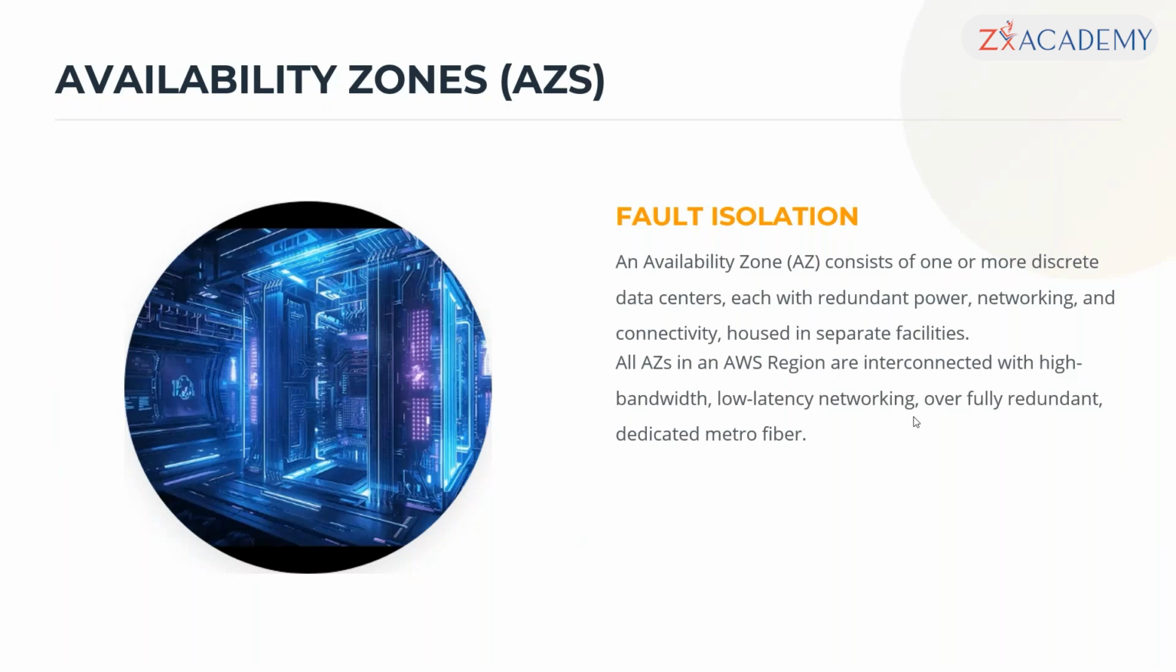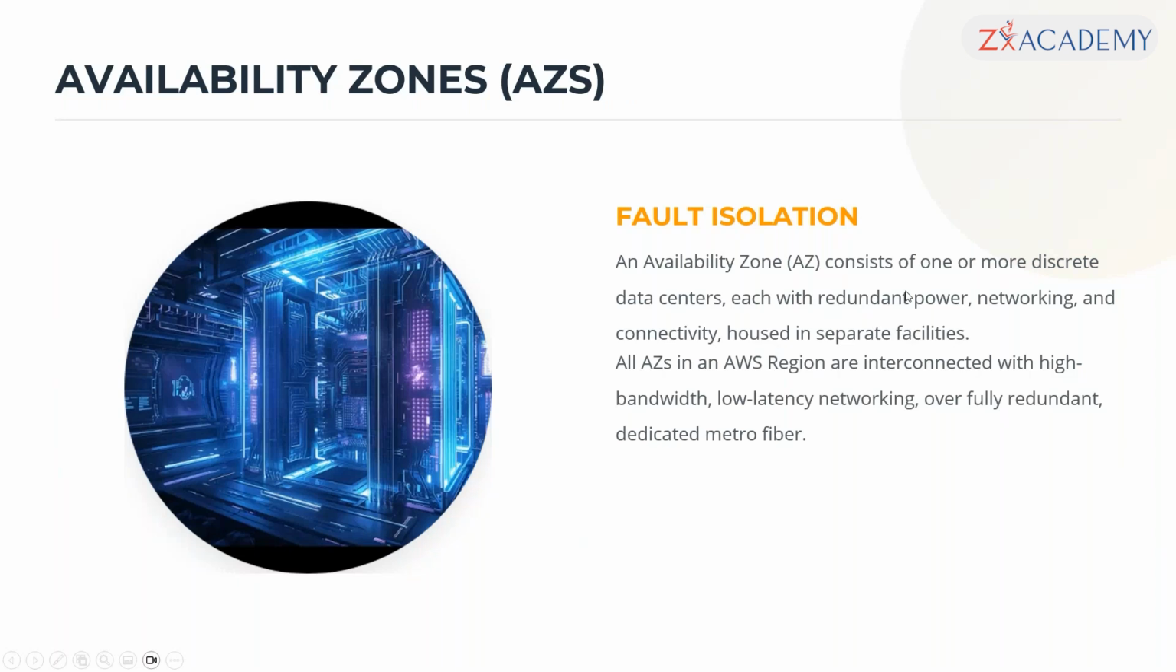Now when we say fault isolation, an availability zone consists of one or more discrete data centers. Inside these availability zones, we have the actual data centers. How many data centers? At least one or more. At least one data center we must have inside an availability zone, each with redundant power, networking, connectivity, and housed in separate facilities.